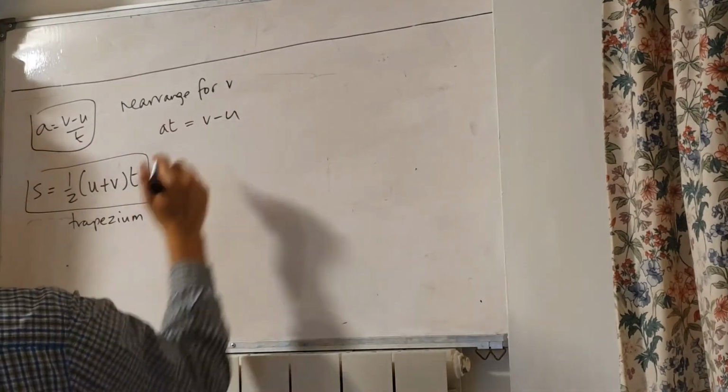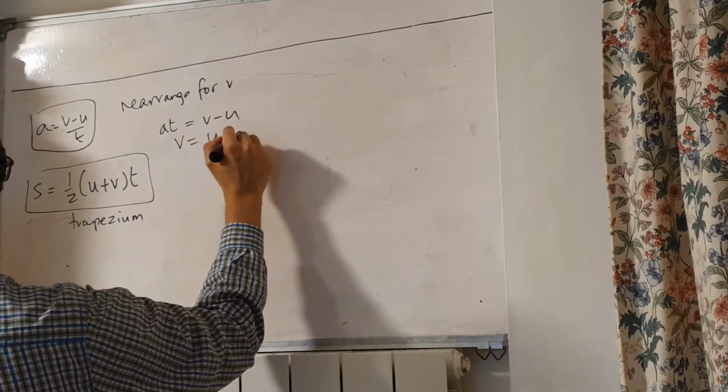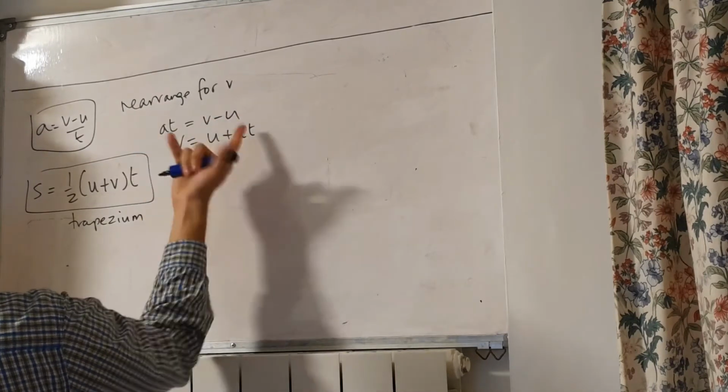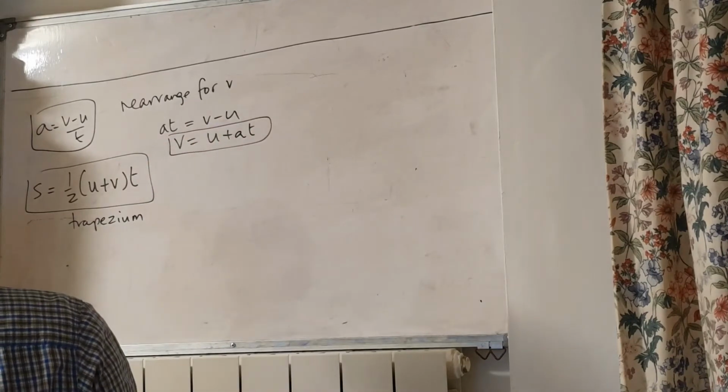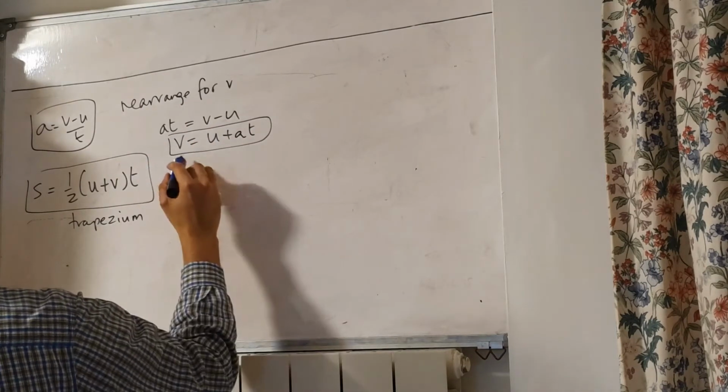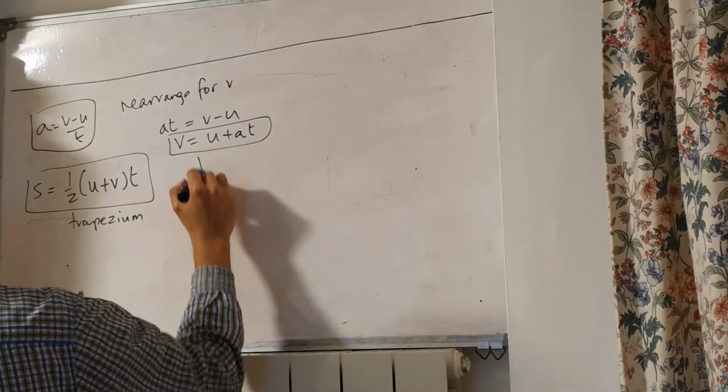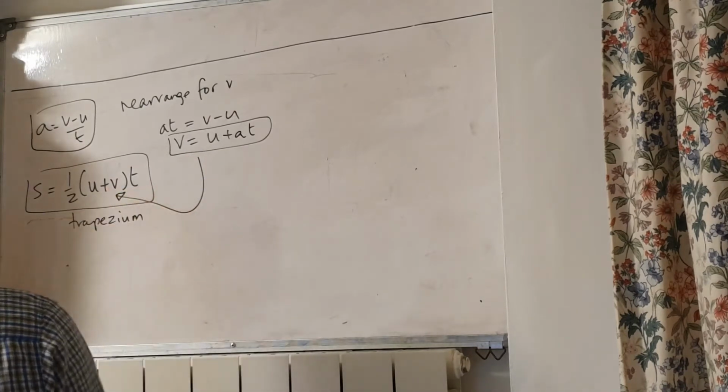if I multiply both sides by t, t on the right hand side will go, so you're left with at is equal to v minus u, and then because you've got the minus u, I'm adding u to both sides, so v is equal to u plus at, and then I'm going to substitute the v into the trapezium equation.